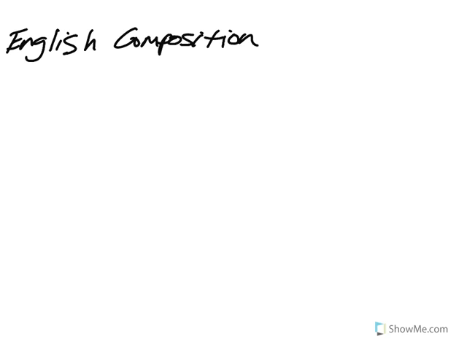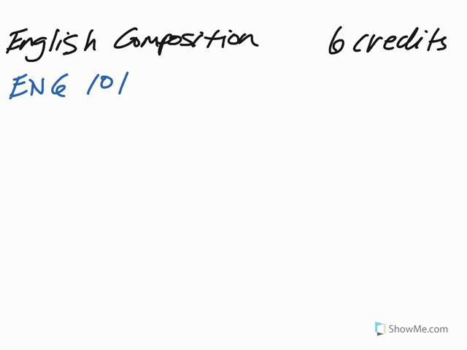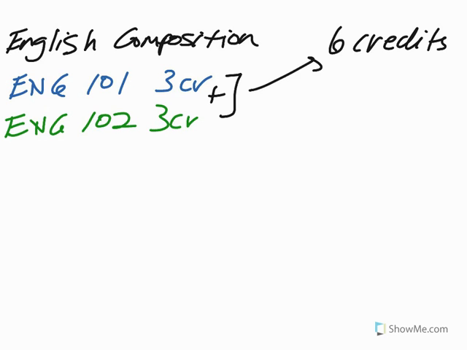As part of the general education requirements, students are required to complete 6 credits of English composition. Those 6 credits are broken down into 2 separate courses. First one being English 101, which is 3 credits. And then once you've completed English 101, you would take English 102, also for 3 credits. So 3 plus 3, that's how we get the 6 credits of English composition.